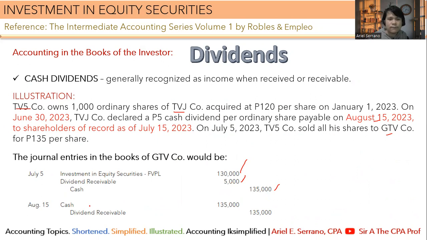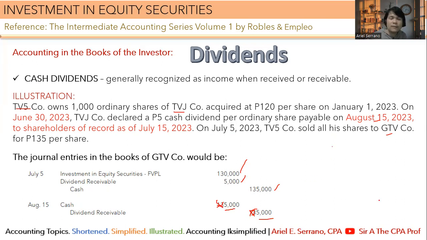Okay? So, dito, sandali, sorry, meron akong error sa typing. Typo error. On August 15, this should be a debit to cash and a credit to dividend receivable only at 5,000. Pasensya na ha. I will correct this one. Edit ko lamang po ito. Pero for our discussion here, this is not 135 but only 5,000 pesos. Okay?